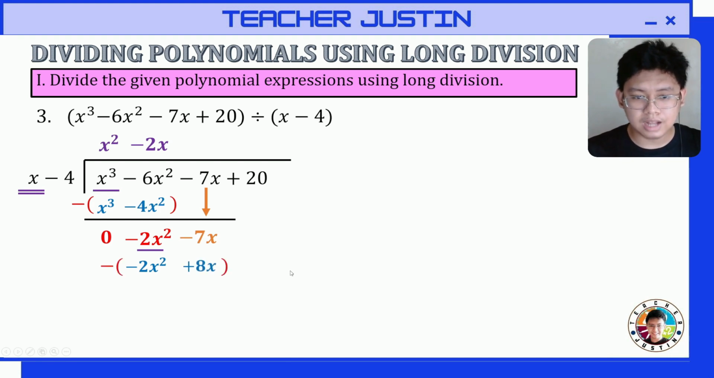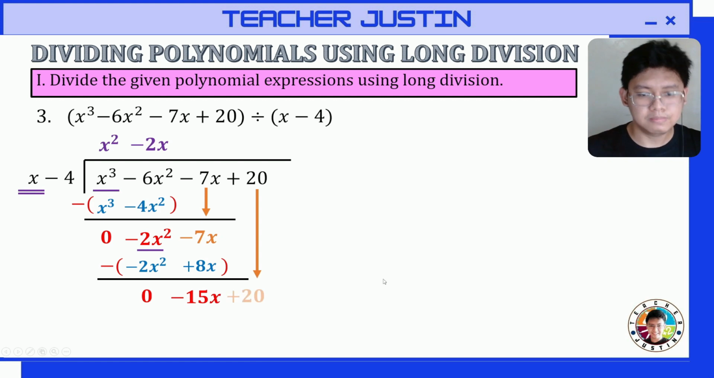Now, let's subtract. So, negative 2x squared minus negative 2x squared is 0. Negative 7x minus 8x is negative 15x. Next, bring down 20. Then, let's repeat the same thing. Divide the first term by the first term. So, negative 15x divided by x is negative 15.